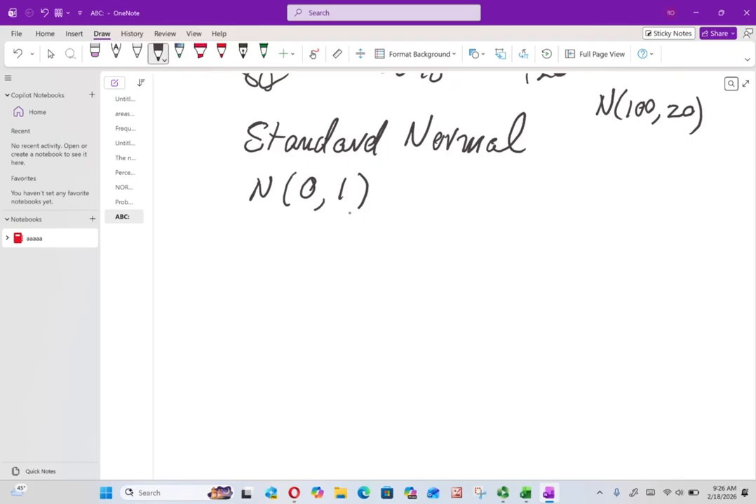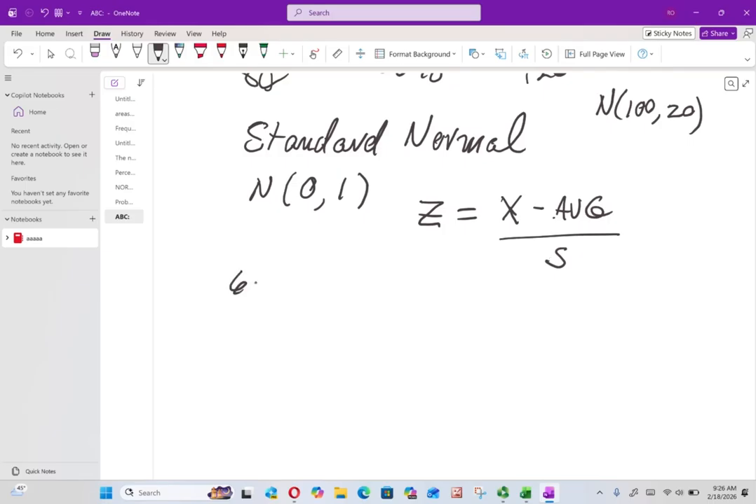What they did was standardize everything. So standard normal is always measured in z-scores. What's the distance from the average measured in standard deviations? So I have an x minus an average divided by the standard deviation.